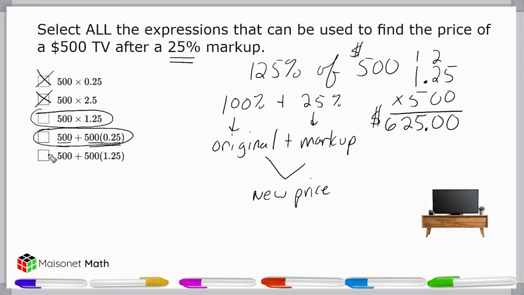And over here, we would not select this because this piece right here would give us the new price altogether. This really is the same thing as this choice right here. So we would need to add this extra $500 right here. So we should not select that choice. All right, let's go on to our next problem.